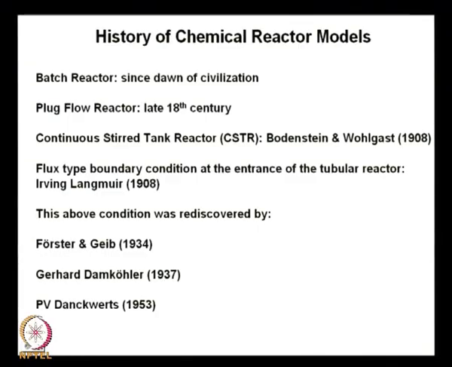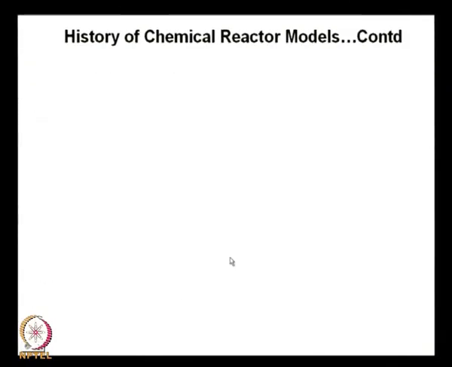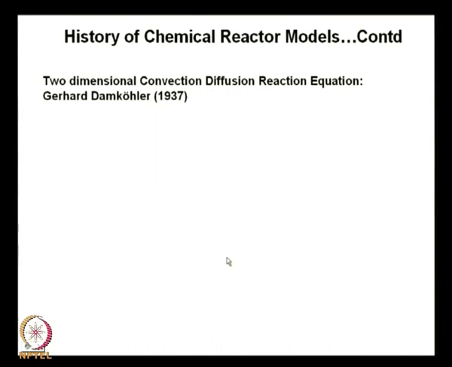Anyhow, let us go back to the history. Again, as I said, the 1937 paper of Gerhard Damkohler was one of the most important papers in the history of chemical reaction engineering, and it's a two-dimensional convection diffusion reaction equation. So, for the first time he wrote the two-dimensional convection diffusion reaction equation, and this paper was written in 1937 in German, and then it was later translated into English.